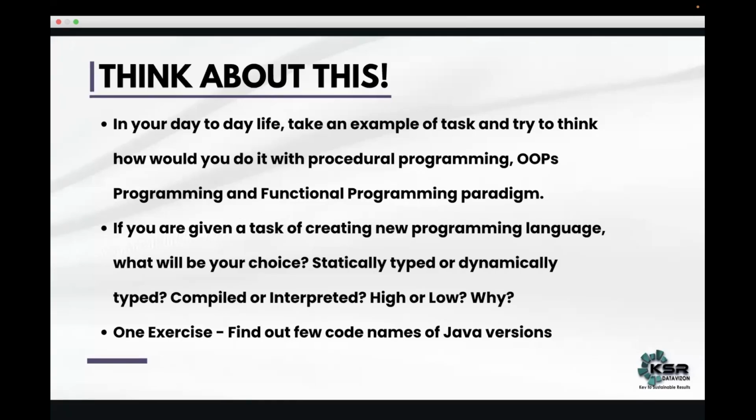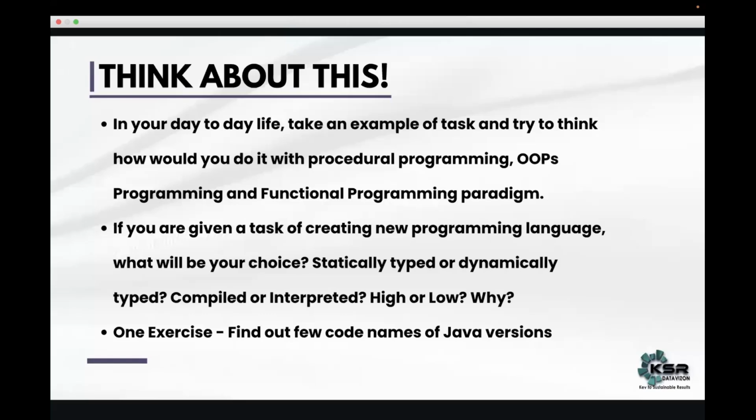Will you keep that language compiled or interpreted? Will you keep it high or low level? That means the abstractions, what abstractions you will provide. Why will you choose static versus dynamic? So why will you choose statically typed?